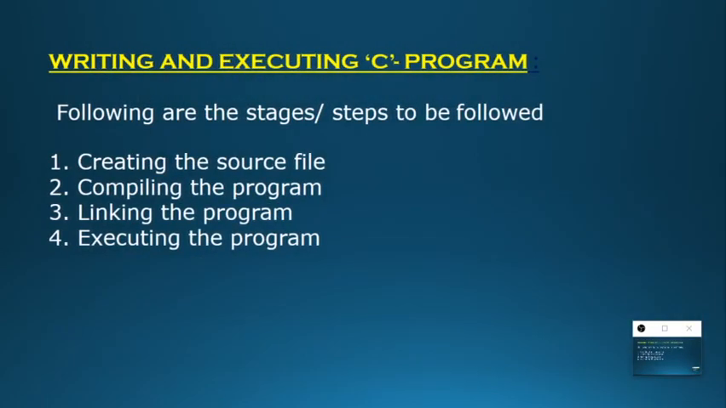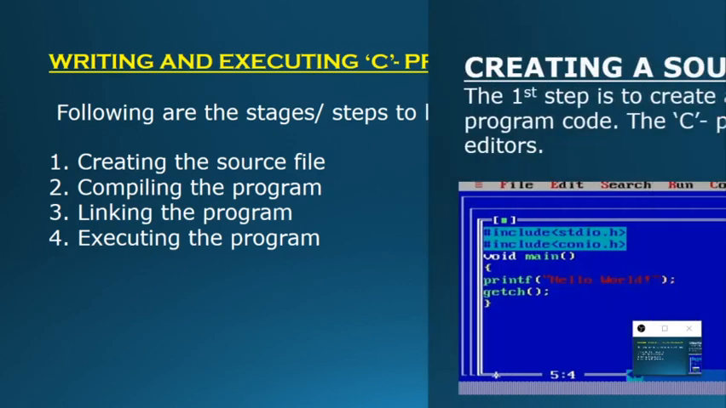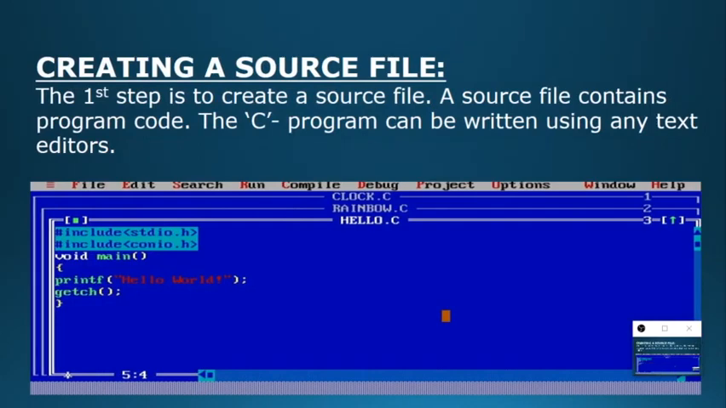Coming to our next topic, writing and executing a program. In writing and executing a program we have four parts. First, creating the source file. Second, compiling the program. Third, linking the program. Fourth, executing the program. So let us see. First, creating the source file. Creating the source file means writing the program code. For that we use a text editor. I use the platform Turbo C and C++. There I write the program.